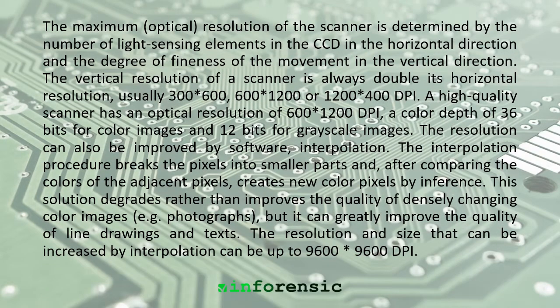The maximum, optical, resolution of the scanner is determined by the number of light-sensing elements in the CCD, in the horizontal direction, and the degree of fineness of the movement in the vertical direction. The vertical resolution of a scanner is always double its horizontal resolution, usually 300 x 600, 600 x 1200 or 1200 x 400 dpi. A high-quality scanner has an optical resolution of 600 x 1200 dpi, a color depth of 36 bits for color images, and 12 bits for grayscale images.